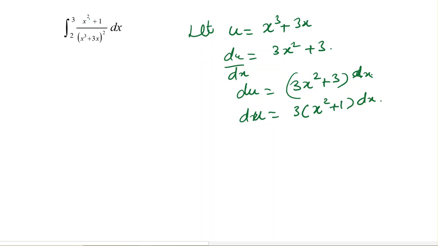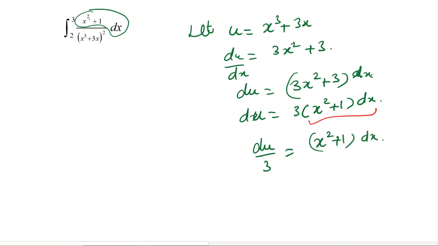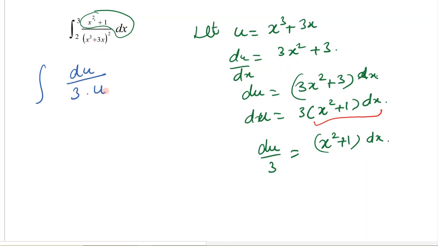And from here, we notice that on the top we have this. So let's just use this value. From this, we can say that du over 3 is equal to x square plus 1 dx. So plug back everything here. So what do we get? We get the integral, and on the top we get du over 3 in place of this, and we have u square.